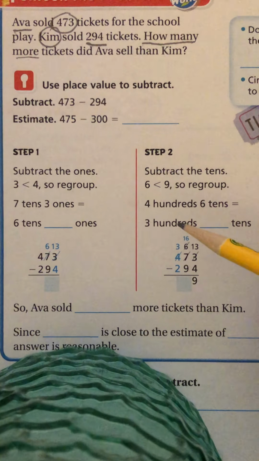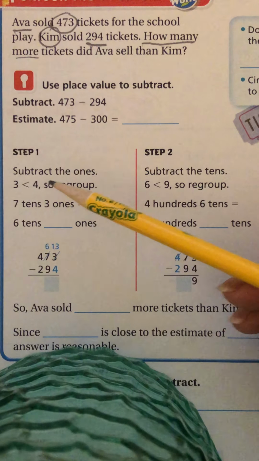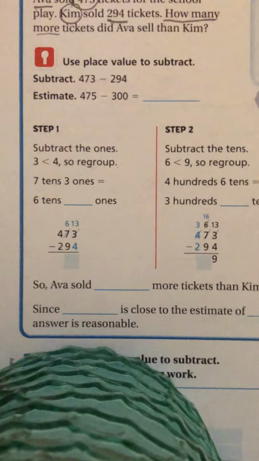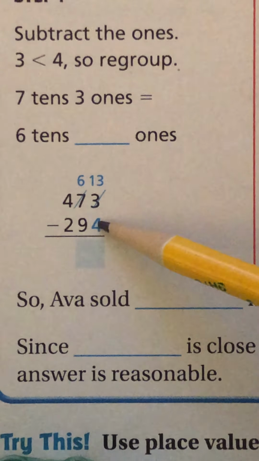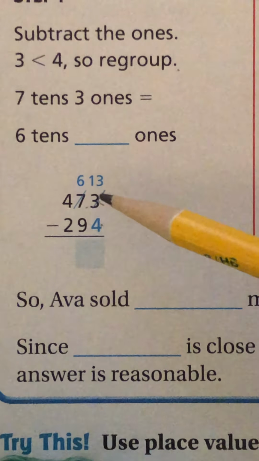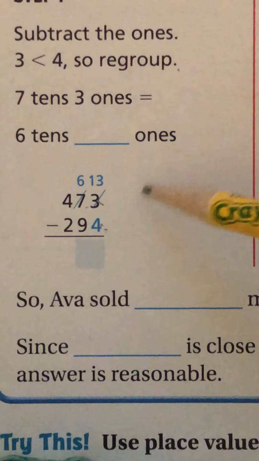So look at step one. It says subtract the ones, 3 is less than 4. So you have to regroup. We talked about this on Friday, and I also showed a video about it. So here we go, more on the floor. We have to go next door and get 10 more because 3 is less than 4, and 4 is on the bottom.